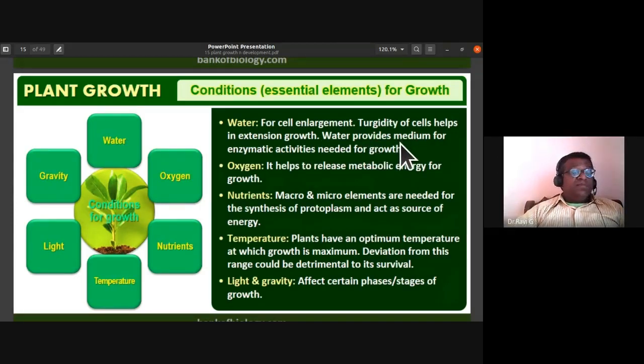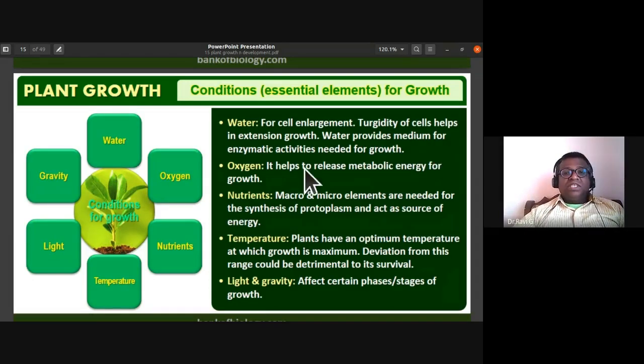Water provides a medium for enzymatic activities needed for growth. This medium, water, is a universal solvent. So water provides a medium for the enzymatic activities, and these enzymatic activities are required for growth. See, DNA increases by the activity of DNA enzymes. The other enzymes are all required for growth too.